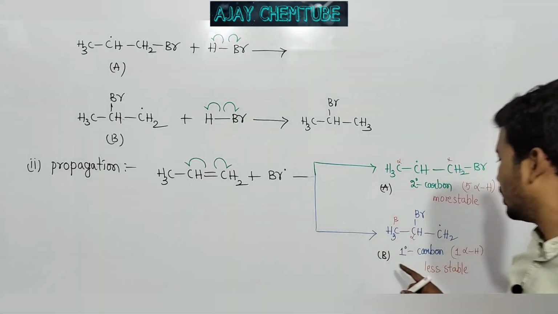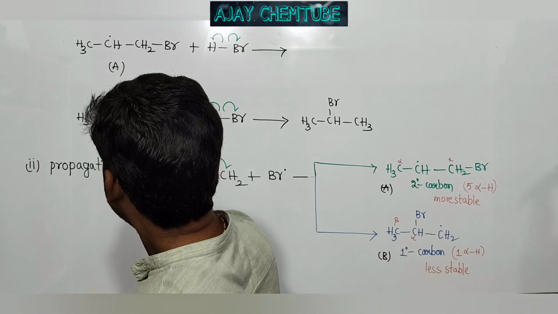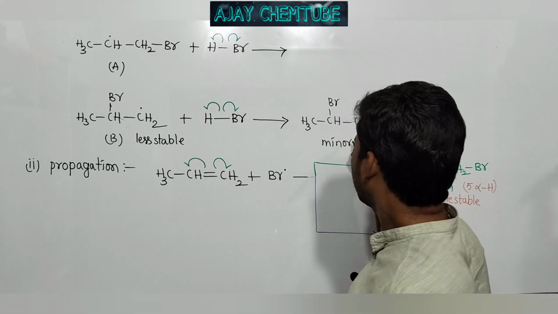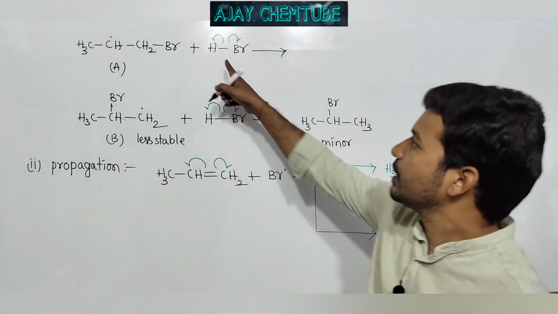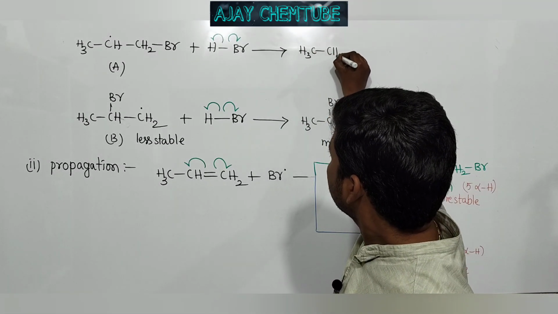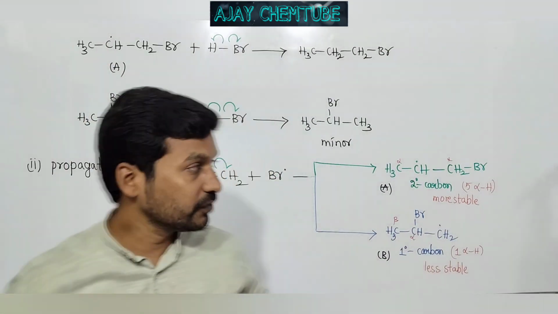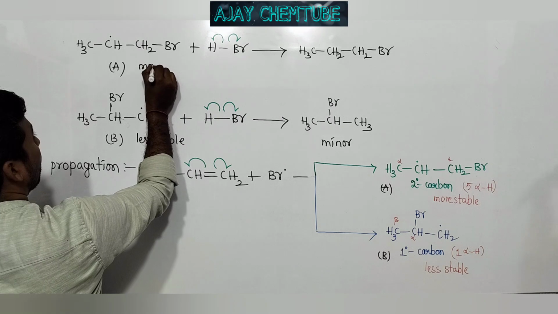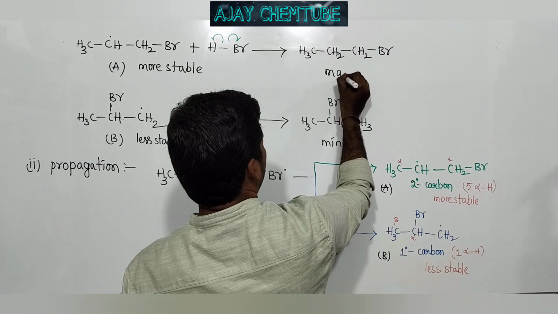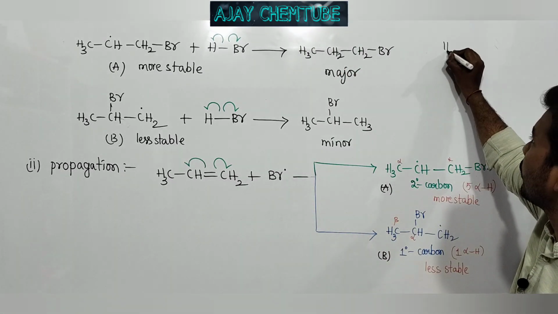This is less amount or not? B is less stable. This is less stable or not? Yes, less stable intermediate. So this product is minor. Markovnikov product is minor. So here H free radical added here forms CH3 CH2 and CH2 Br. This is a secondary carbon free radical, more stable. That means this is the major product. This is the anti-Markovnikov product or not? Yes, anti-Markovnikov's product.